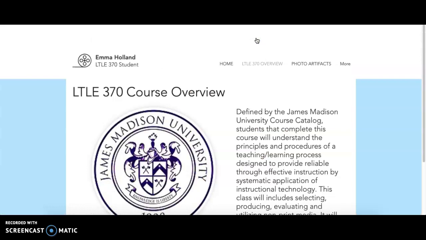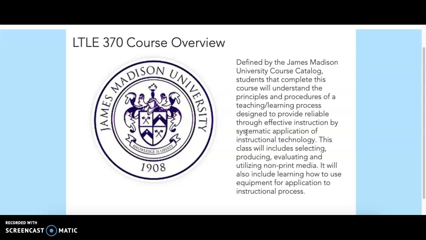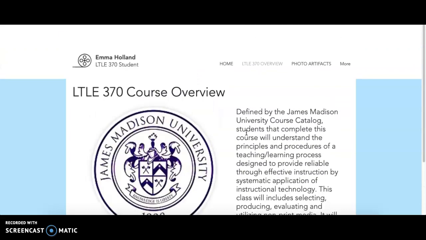And this is just a little overview of the class. So, as defined by the James Madison University course catalog, students that complete this course will understand the principles and procedures of teaching/learning processes designed to provide reliable and thorough, effective instruction by systematic application of instructional technology. This class will include selecting, producing, evaluating, and utilizing non-print media. It will also include how to use equipment for application to instructional processes.